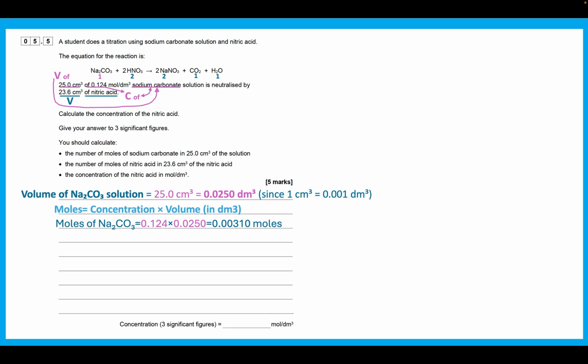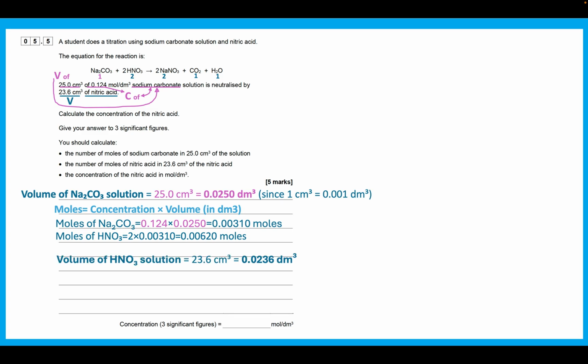From this, we see that 1 mole of sodium carbonate reacts with 2 moles of nitric acid. So, the moles of nitric acid required will be 2 times 0.00310 equals 0.0062 moles. We can use this to do the last step calculation of concentration of nitric acid by using the moles formula from above. Concentration equals moles divided by volume in cubic decimeters.